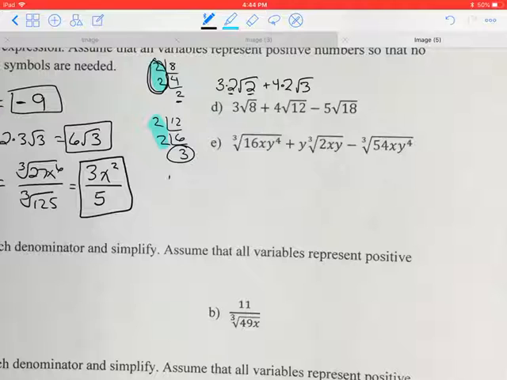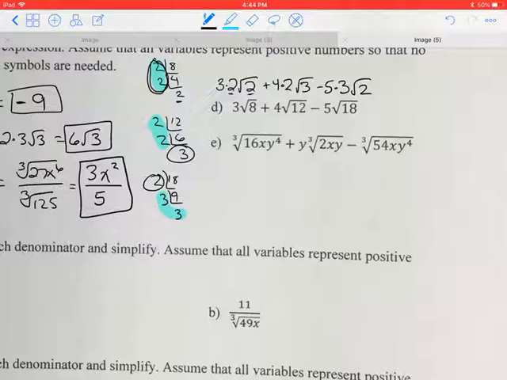Okay, so my last one is 18. That would be 2 times 9. And 9 would be 3 times 3. So I have a group of 3's. So I'm going to get a 3 coming out, and then that leftover 2 stays in.